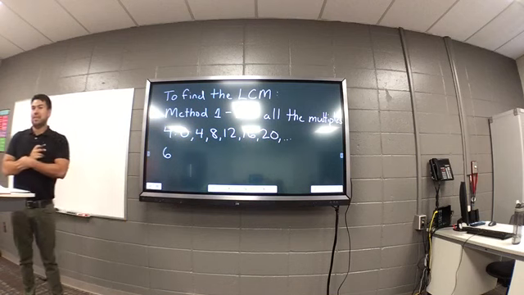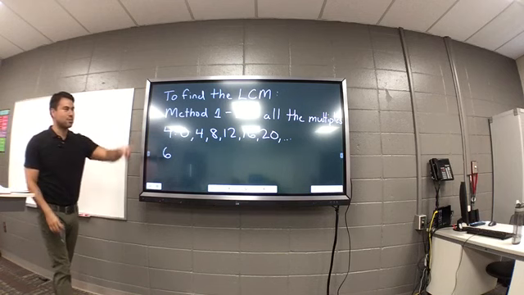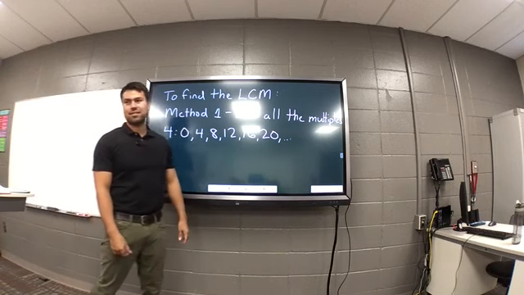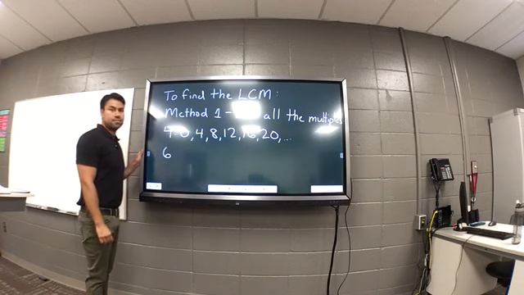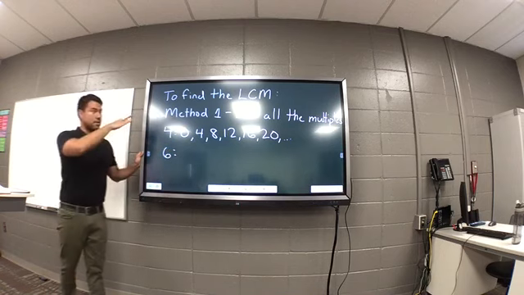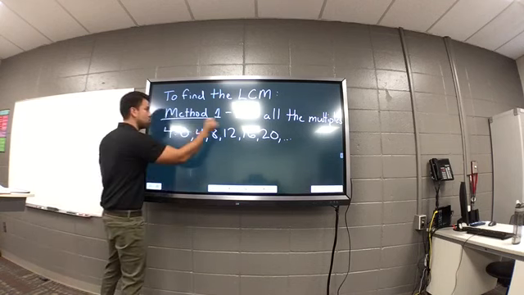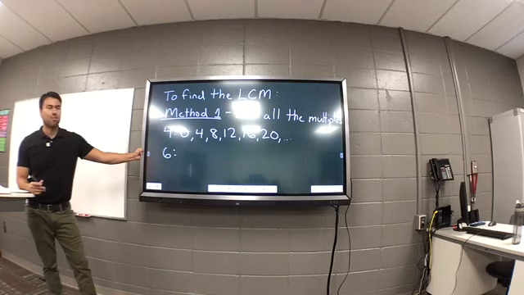Why do I put dot, dot, dot? Because it keeps going. How many multiples of a number are there? It's just infinite. I can't list them out, so I'm going to put my dots. You just keep adding 4 to the previous multiple, and keep listing them out until you find the LCM. That's method number 1. I'll underline this is method 1. Method 1 works for a lot of problems, but not all of them.